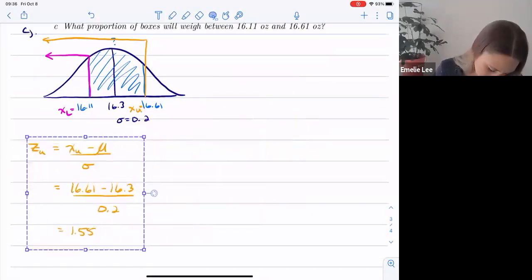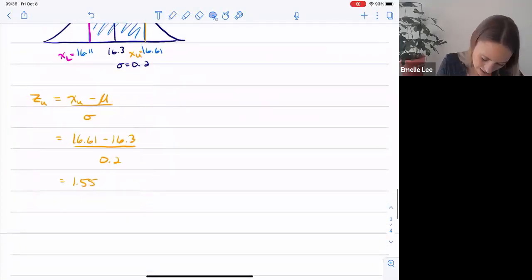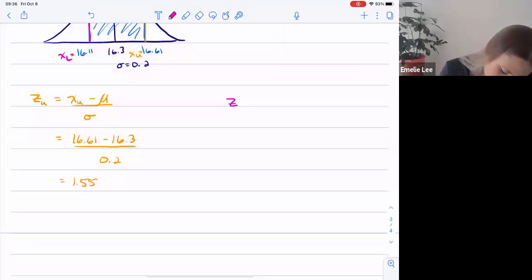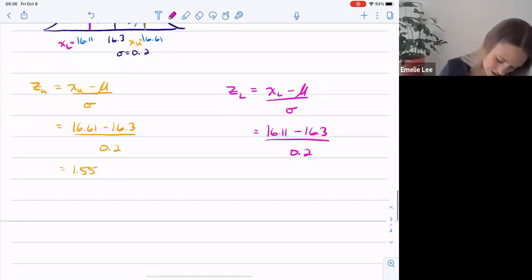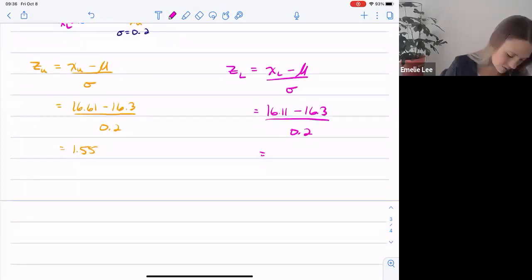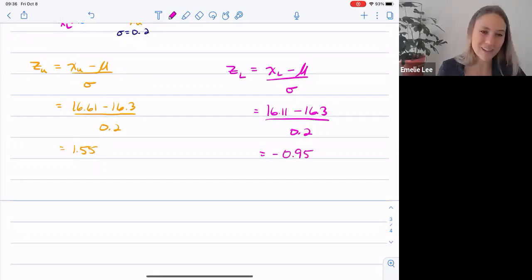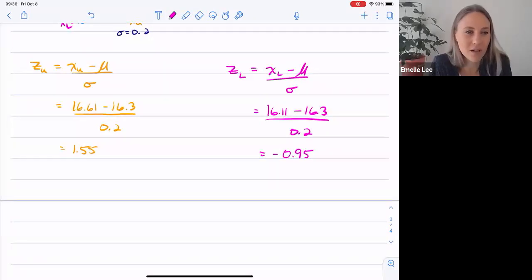Maybe what I'll do is I'll put these side by side. Then my Z lower is going to be my X lower minus mu over sigma, which is 16.11 minus 16.3 divided by 0.2. Again, a nice rounded value to 2 decimal places. I don't have to do any work. It's great.